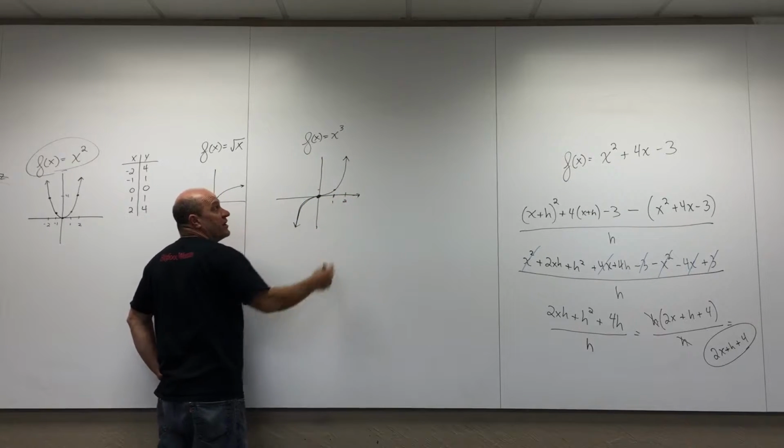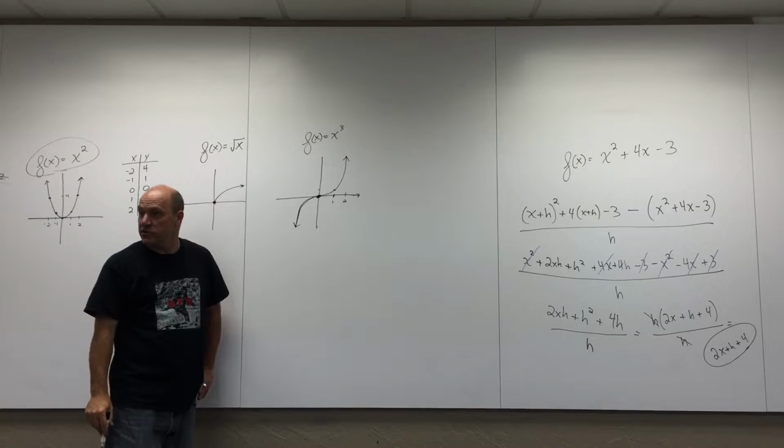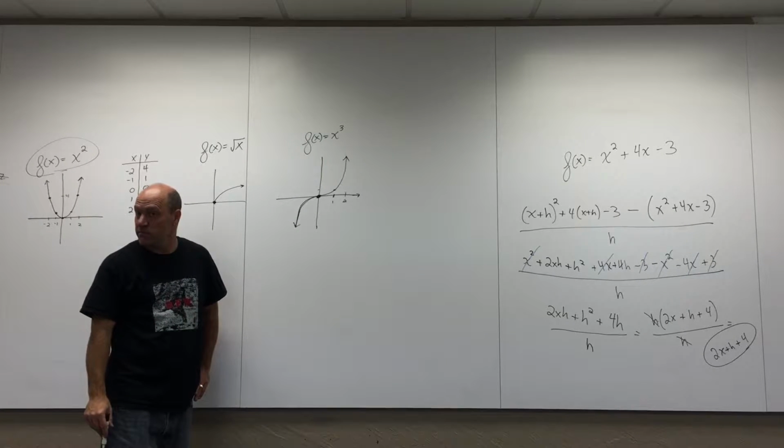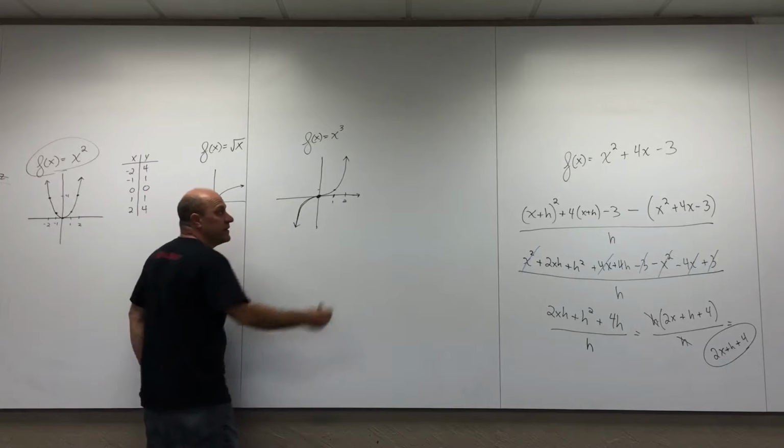When you plug in a 2, what do you get? 8. You do get 8. 2 times 2 times 2. It's 2 cubed, and 2 times 2 times 2 is 8. So that's way up there.